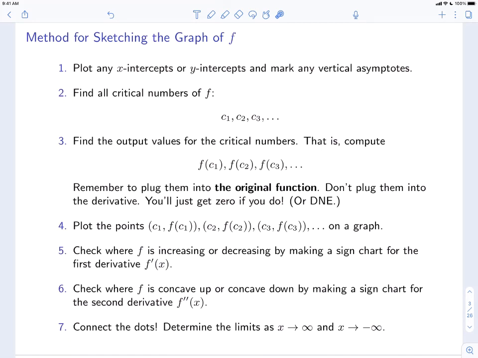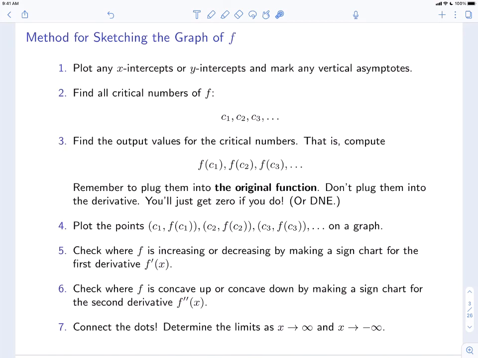Step 2. Find the critical numbers of f, or the critical points, c1, c2, c3, and so on. These are the places where the first derivative is either 0 or doesn't exist. We're interested in these because these are the x values for local extreme values, local maximums and local minimums. Now you might get a few extra points in there where the tangent line is horizontal that aren't local maximums or local minimums, but that will still help you determine the shape of the graph.